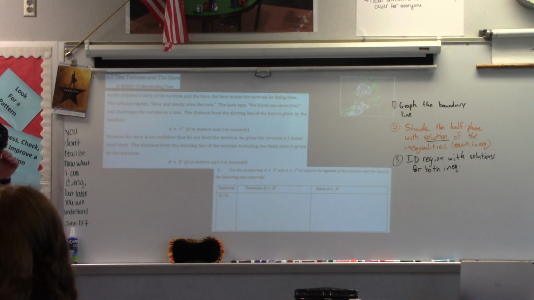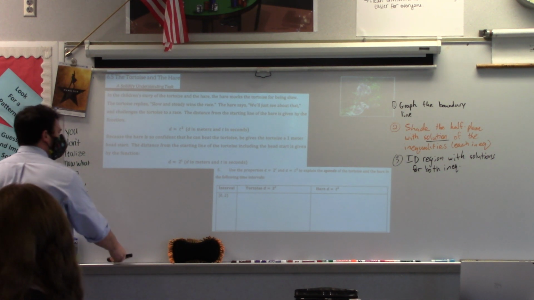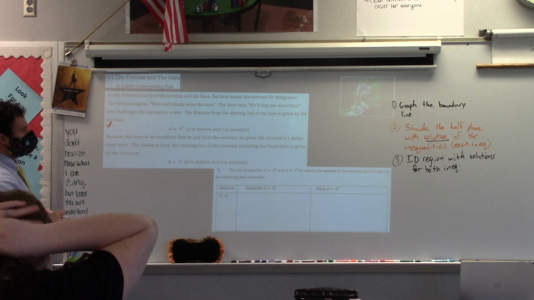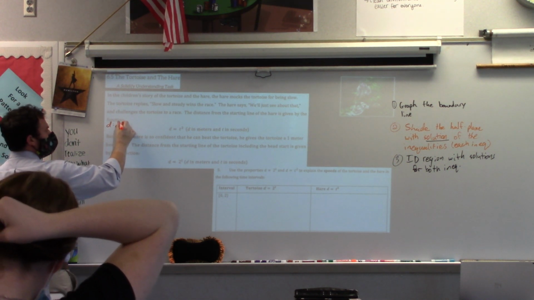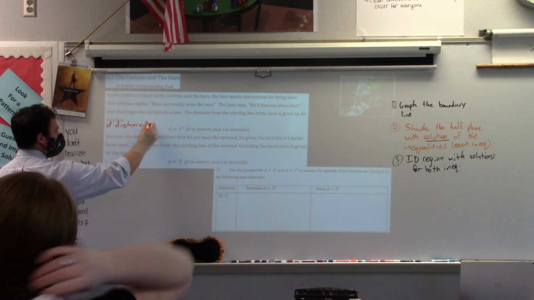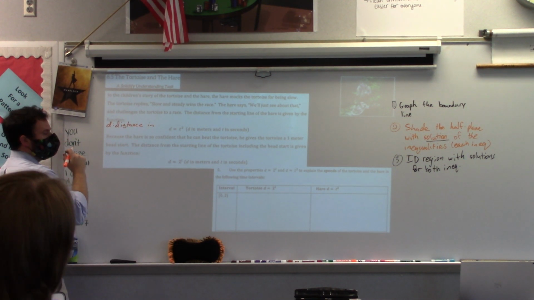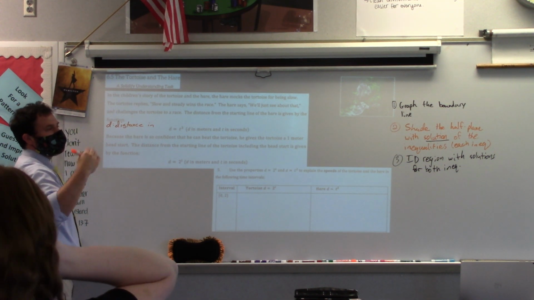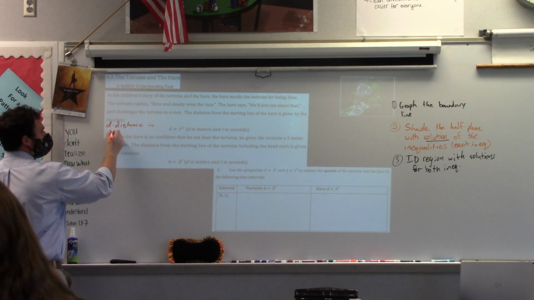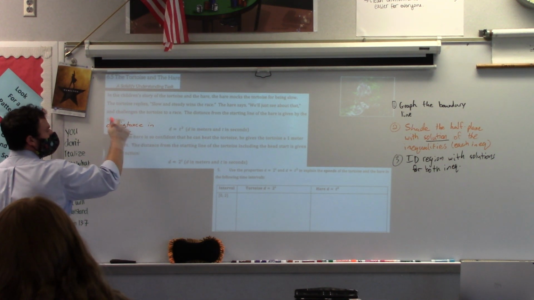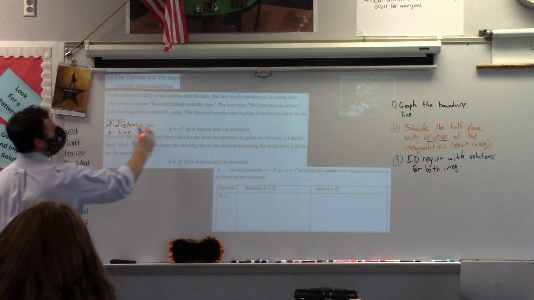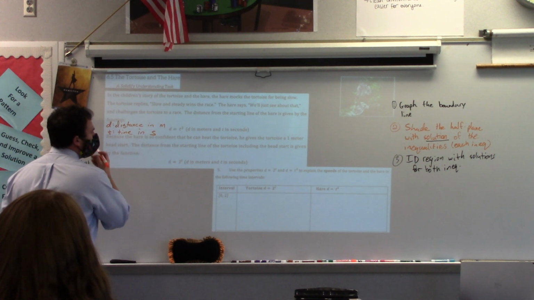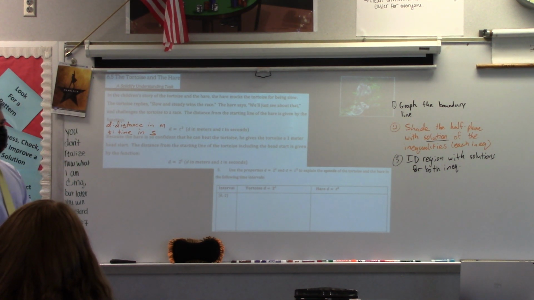The distance from the starting line of the hare is given by this function, right? So what do we mean by D? Distance. In what? Time. Not distance and time. What is Corell probably talking about when he says time? The T. You're not listening to what I'm asking though. The distance is being measured in what? Meters. The time in seconds. Okay, so that's a huge thing to notice here, right?